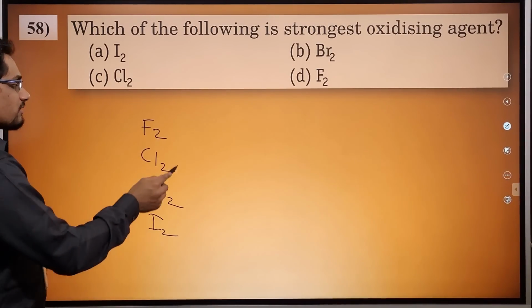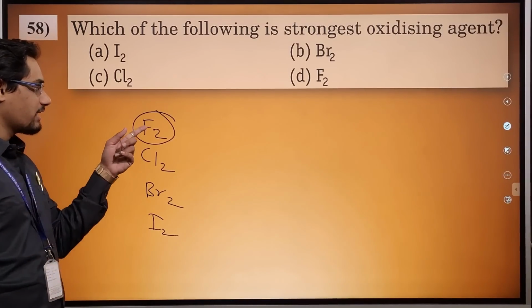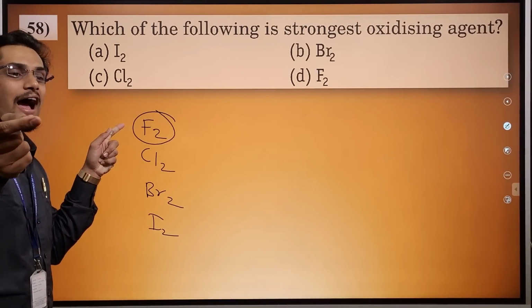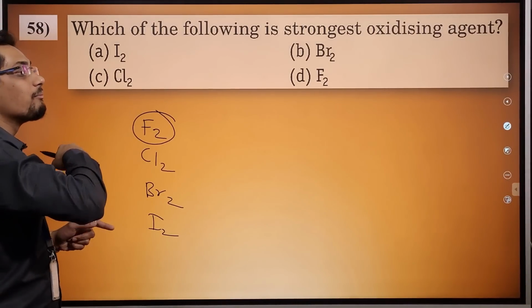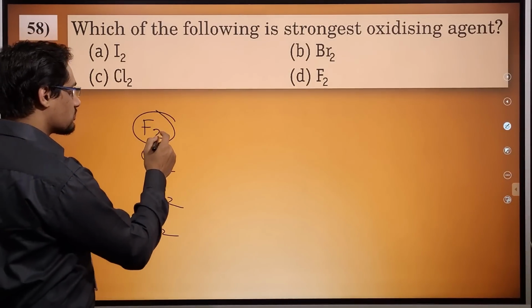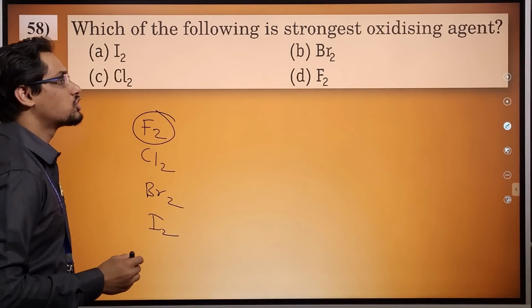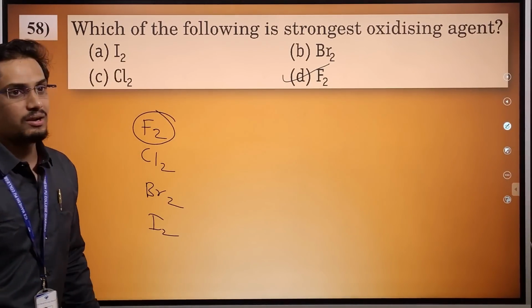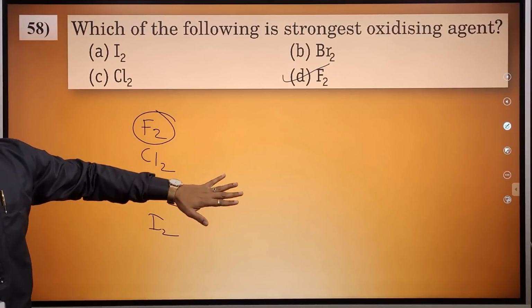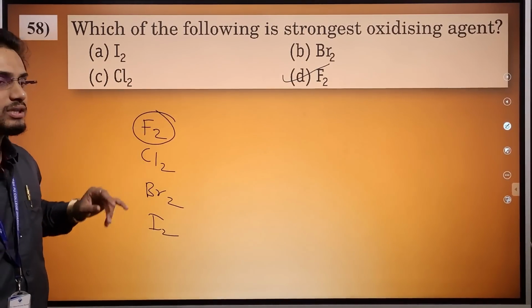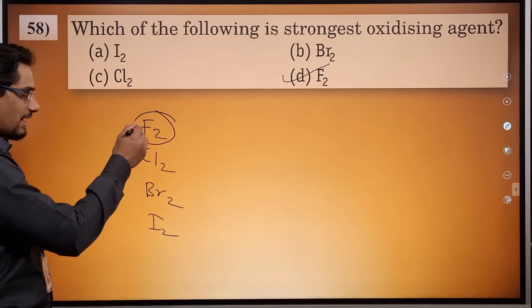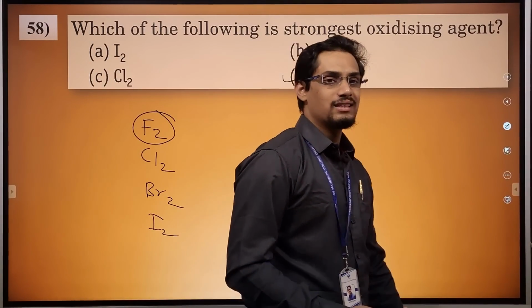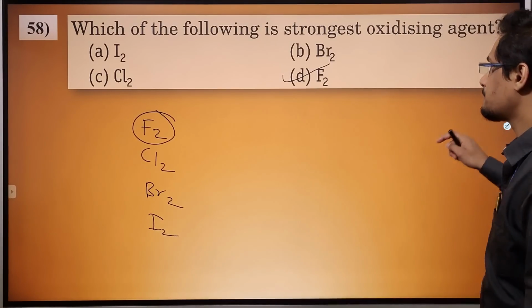So the one which is the most electronegative is fluorine. So it has a high tendency to accept electrons. That means it readily undergoes reduction by oxidizing other substances. So that's why fluorine is the strongest oxidizing agent. Remember, in the electrochemical series, the one at the top is fluorine. It is the strongest oxidizing agent, and as we go down the group, oxidizing property decreases.